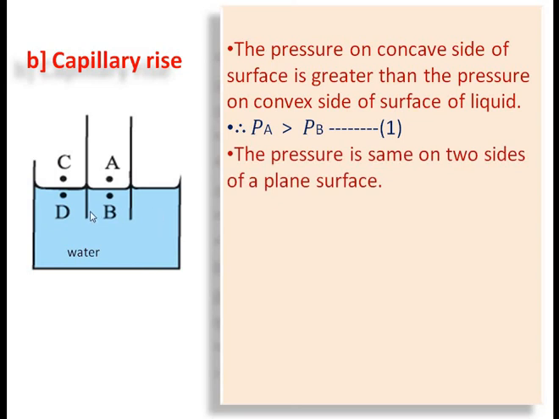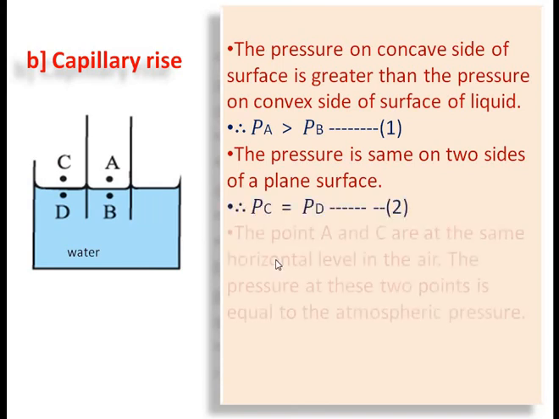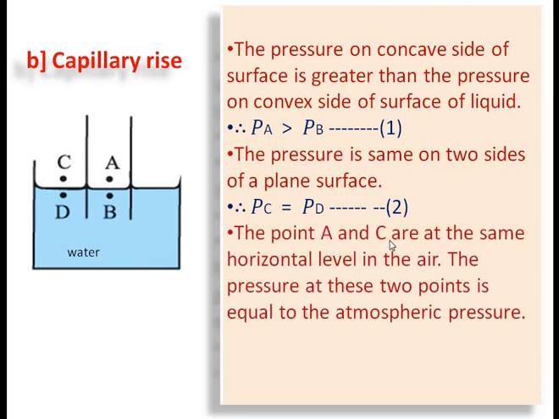The pressure is same on the two sides of the plane surface. C आणि D point ला pressure same असणार आहे. Therefore we can write PC is equal to PD. The points A and C are at the same horizontal level in the air. The pressure at these 2 points is equal to the atmospheric pressure. Therefore we can write PA is equal to PC and it is nothing but the atmospheric pressure. This is the equation number 3.